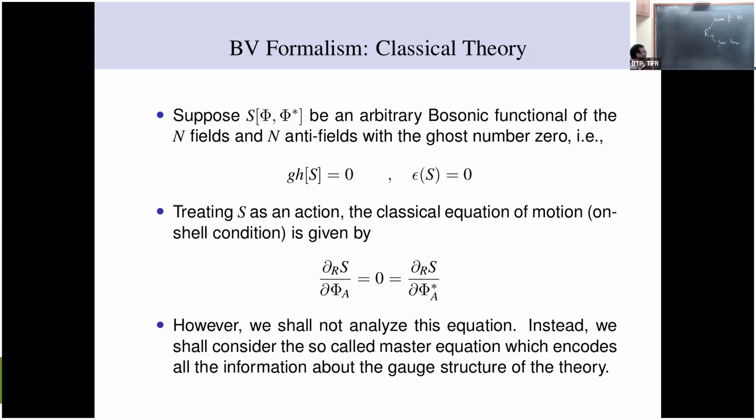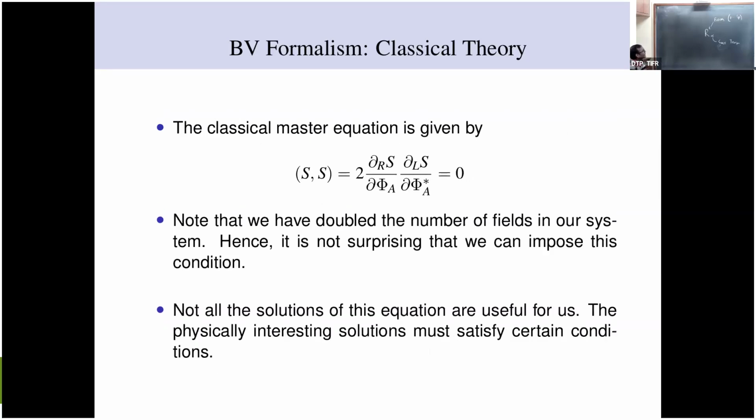This is an Euler-Lagrange kind of equation, but we are not going to analyze this equation. We will consider the so-called master equation, which will encode all the information about the gauge structure of the field. The classical master action is defined by this equation: you demand this anti-bracket of this quantity to be 0. So S comma S, which is 2 times del R S by del phi A, del L S by del phi star A, is 0. Since we have doubled the number of fields in our system, it is not surprising that we can impose this condition on top of the Euler-Lagrange equation.